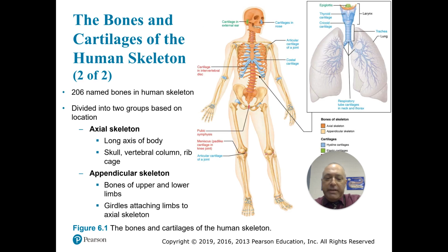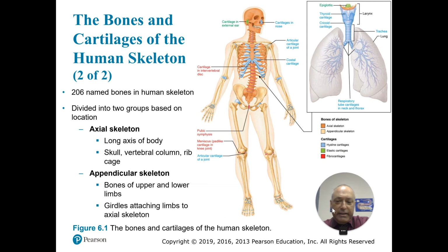There are 206 bones in the adult skeleton. The skeleton is divided into an axial skeleton, which is the long axis of the body: the skull, the vertebral column, the rib cage. Then there is the appendicular skeleton, which is the bones of the upper limbs, the lower limbs, and the pelvic girdle. So that would contain the arms, the legs, and the pelvis.